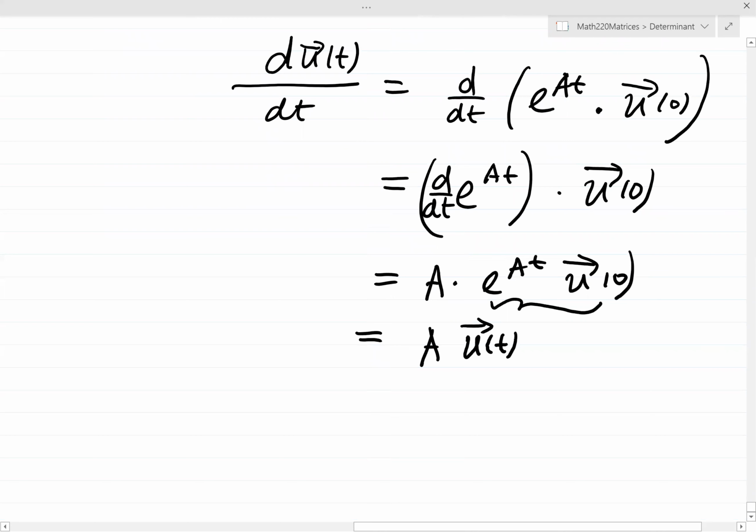Now, why do we know this is the unique solution if we know u0? Because the evolution is totally determined. If we have one solution, then that's the unique solution because the evolution is totally determined. So there's no other choice.